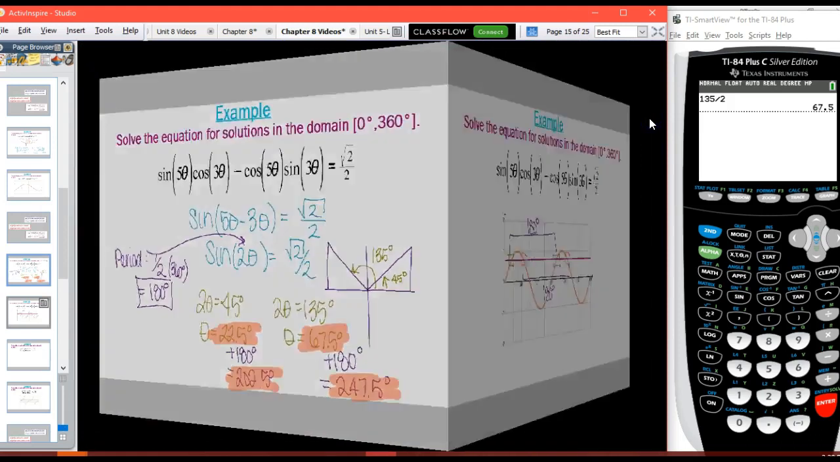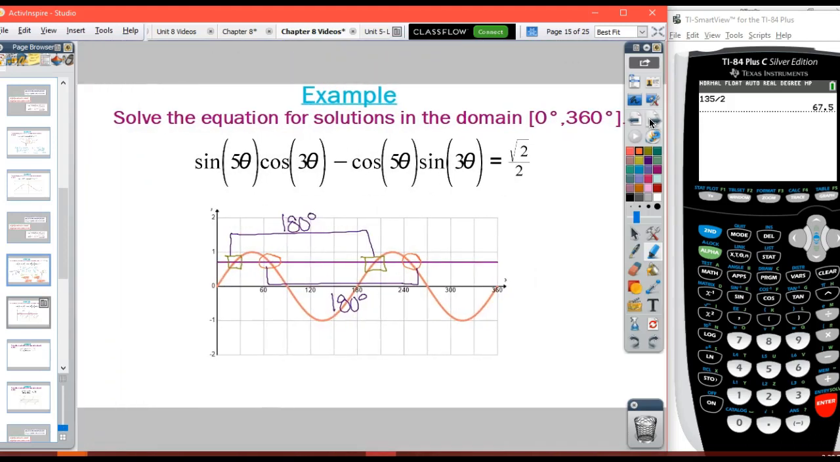Again, you could verify this with the graph. This seems reasonable to be 22 degrees, 67 degrees, and then our other ones were 202 degrees and 247 degrees here. So we're done, and we found all 4 solutions.